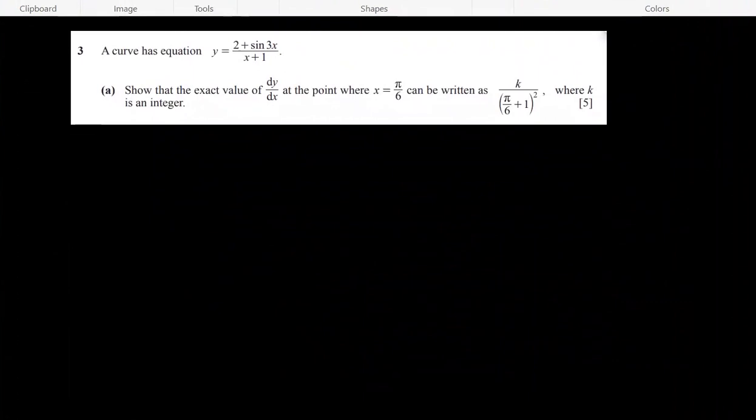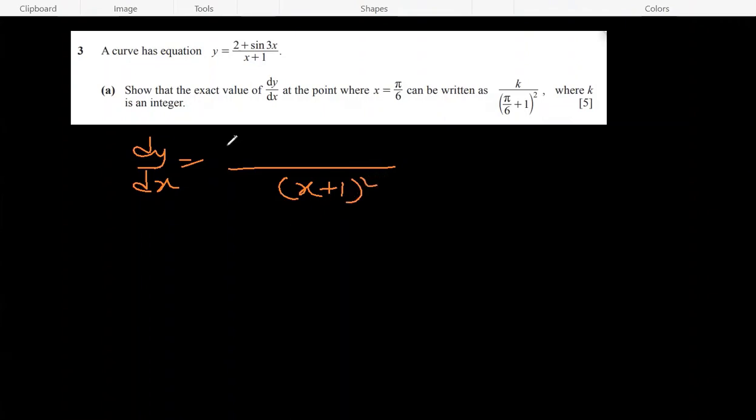A curve has an equation of this given here. Okay, show that the exact value of dy over dx at point x equal to pi by 6 is this. All right. So let's find dy over dx. So dy over dx will be, we will use quotient rule in this. So the denominator will get squared.